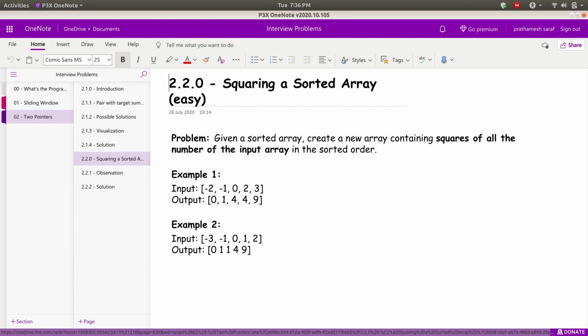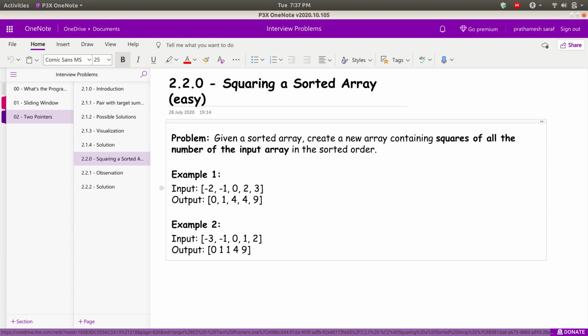So let's get started. What does this problem say? Given a sorted array, create a new array containing squares of all the numbers of the given input array in sorted order. So basically what this problem wants is that we have been given an integer array which is sorted. When I'm saying integers, both positive and negative numbers are included in it. Now what we want to do is create another array from this array such that it has the squares of all the numbers in the sorted array in sorted order.